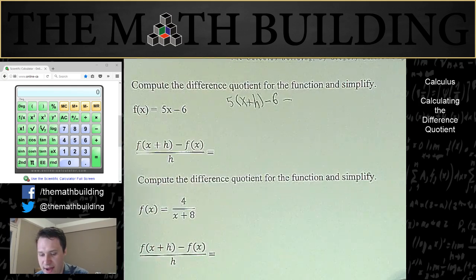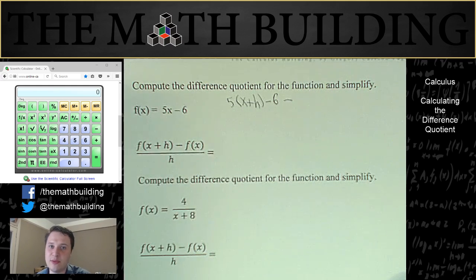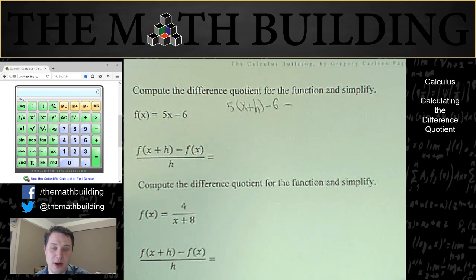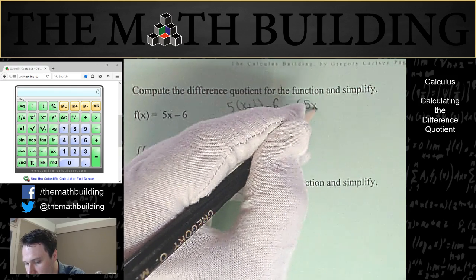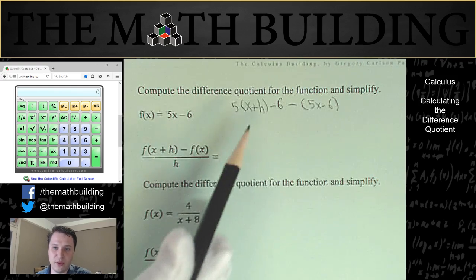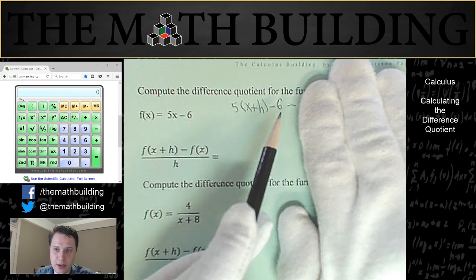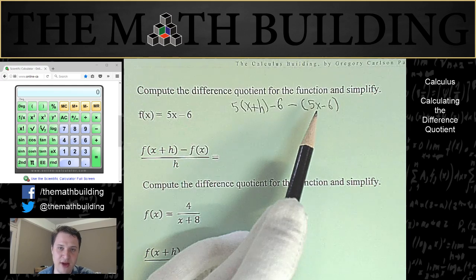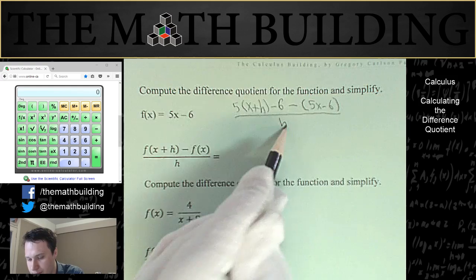Now, let's subtract f of x. And this is important. When you subtract something like this, you really need to put parentheses around it so that we can do the distributive property on the minus sign. So minus f of x would be minus 5x minus 6 in parentheses. Okay? So we've done f of x plus h minus, and then f of x is 5x minus 6, so we just write 5x minus 6 in parentheses. And then we divide all of that by h.